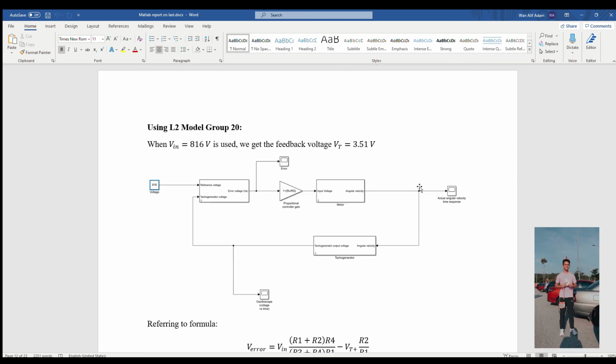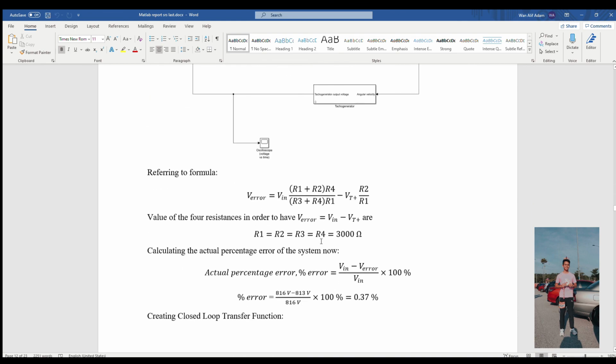Assalamualaikum. My name is Wan Alif Adam, A166606, and today I will be talking about the L2 model. When our V input is 816 volts, we get the feedback voltage of 3.51 volts. Here is the Simulink model.